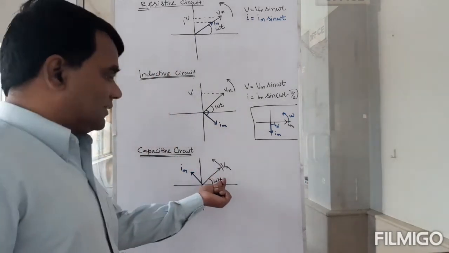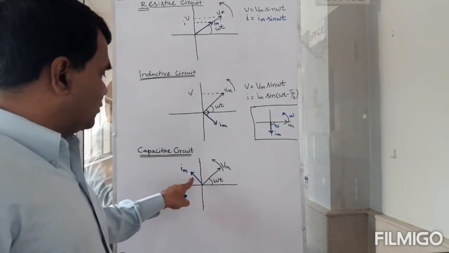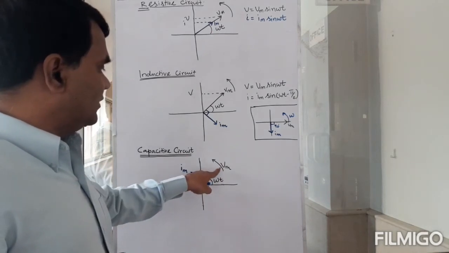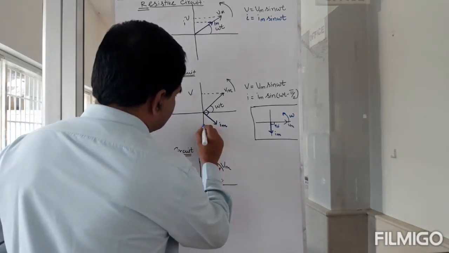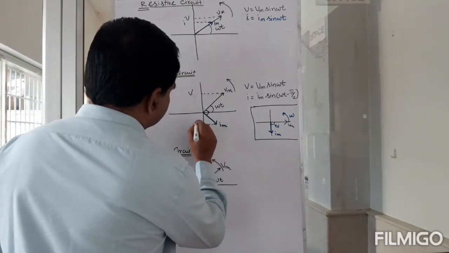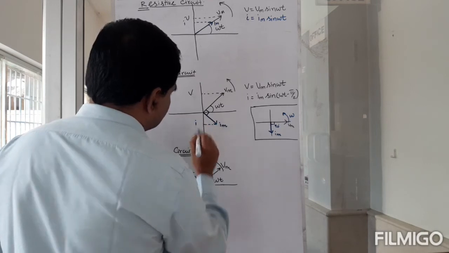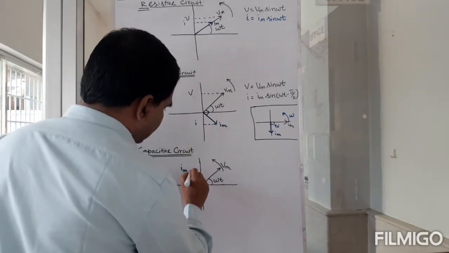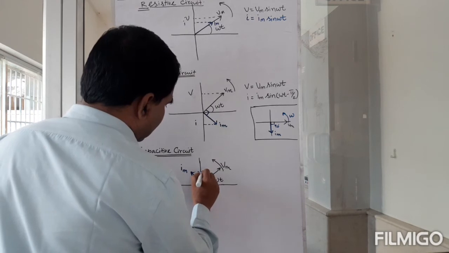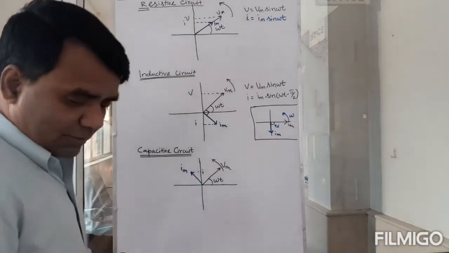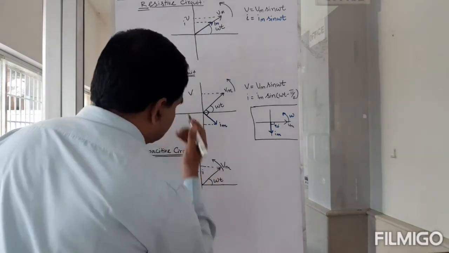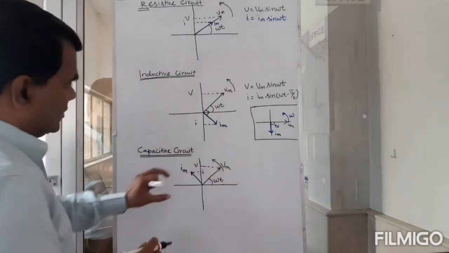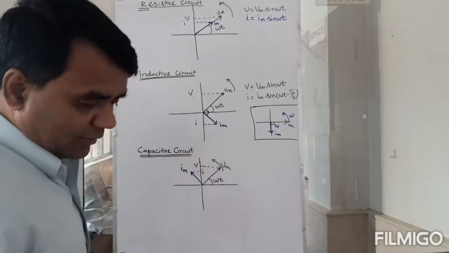So at time equal to T, the current would be here and the voltage would be here. This is my I at that time, and this is my V. So this is the value of V and this is the value of I.